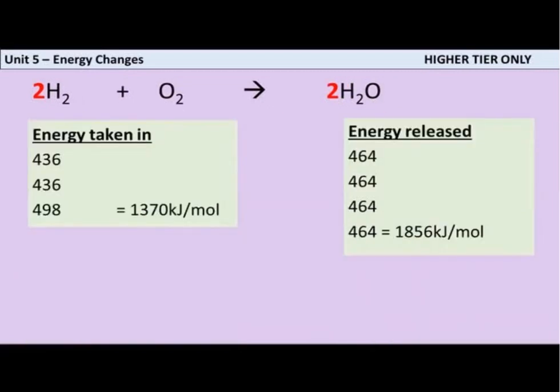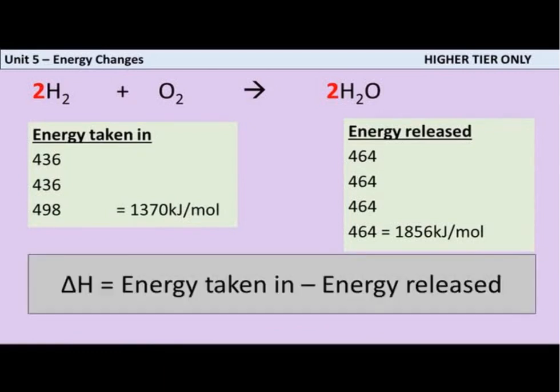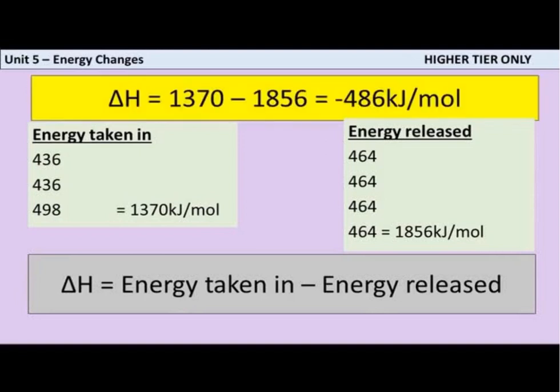So then the last step is really straightforward. It's just looking at what is the difference between these 2 numbers. And unusually for chemistry, I don't have to do anything funny with switching numbers over. I'm literally just going to put a minus sign between my 2 numbers. So I'm doing the energy taken in minus the energy released. And that gives me a value of minus 486, which is what we call the delta H, or the overall energy change.